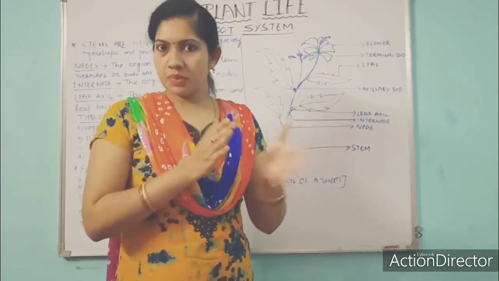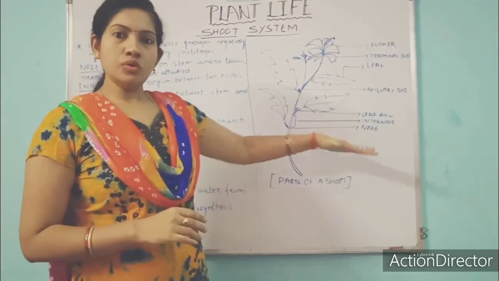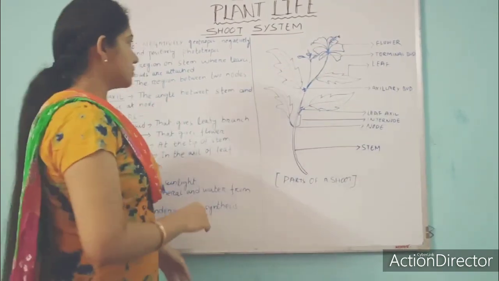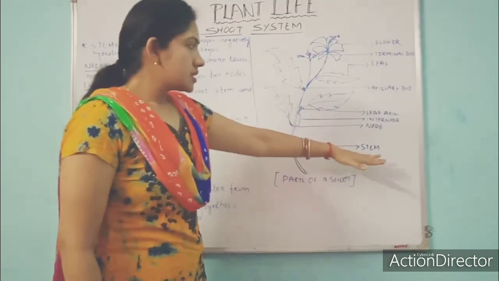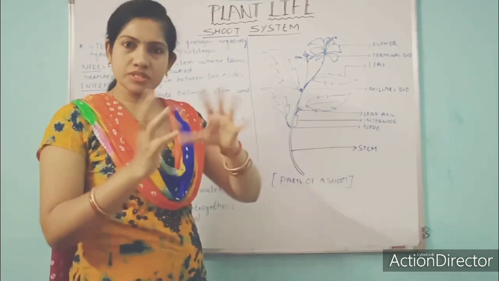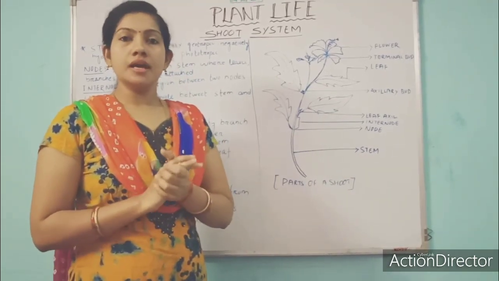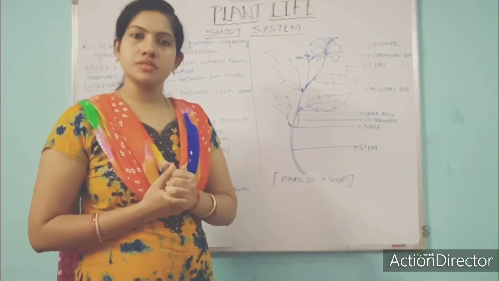We have discussed this part in our earlier video. So let's come to them one by one. Each part we will discuss. First, if we talk about the stem, stem is generally greenish in structure. I am talking about the young stem. It is greenish in structure, and when it grows older, it becomes brownish.